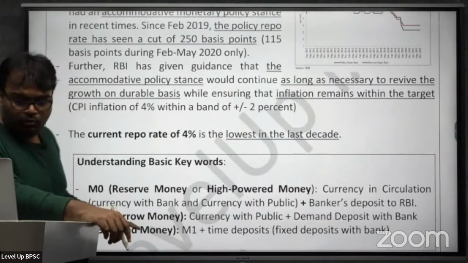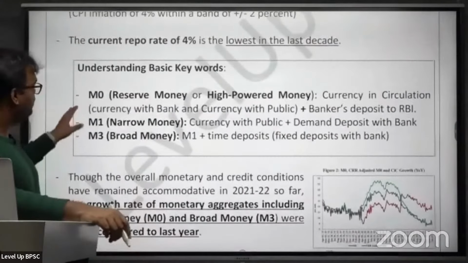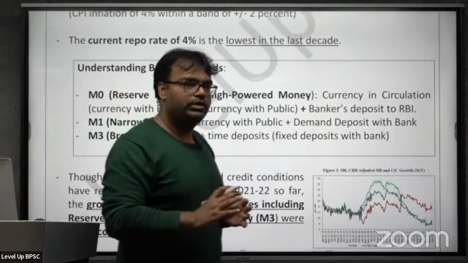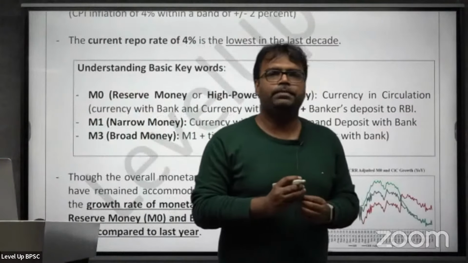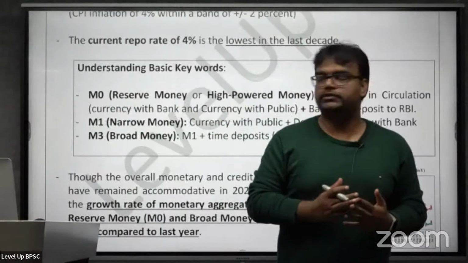Okay, now before we go to other aspects, do you all understand what is M0, M1, M3? Are we all clear about it? So M0 in a way is the base money that RBI introduces in the economy.